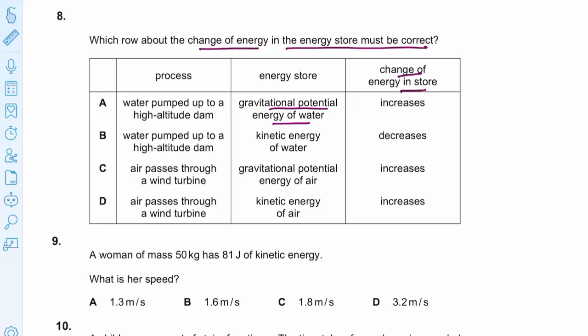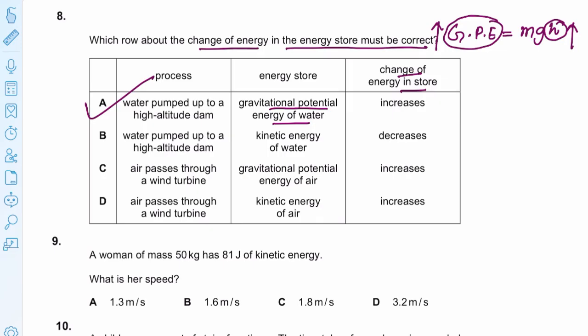I hope all of you know this gravitational potential energy. The formula is m times g times h. So you can see here that GPE is directly proportional to the height. If the height increases, that means the gravitational potential energy is also increasing. So the first option is absolutely correct.